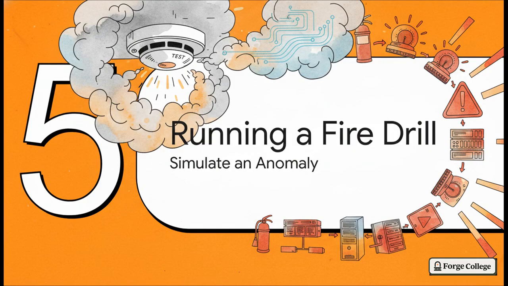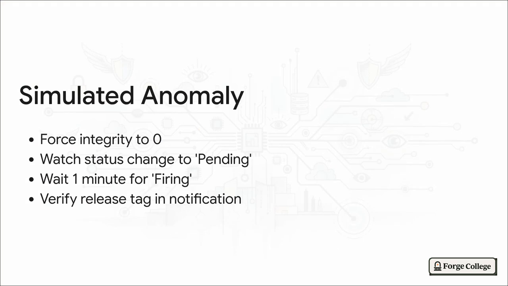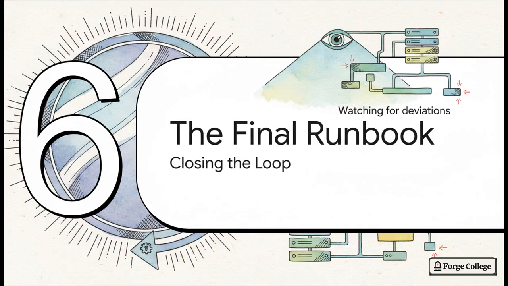Section 5, running a fire drill. Now, you wouldn't install a fancy new smoke detector without pressing the button to test the siren, right? Same logic applies here. By temporarily tweaking our exporter behavior to force that integrity metric to 0, we can sit back and watch the alert lifecycle in real time. We can watch it transition from pending to firing after exactly one minute. Doing this proves, without a doubt, that our pipeline to monitoring connection is rock solid and our metadata is flowing perfectly.